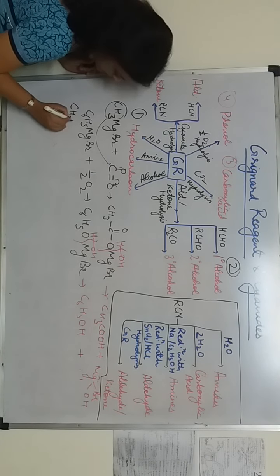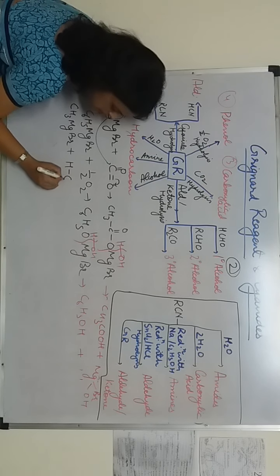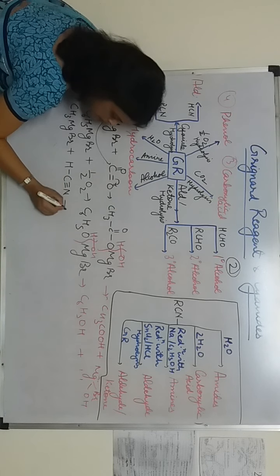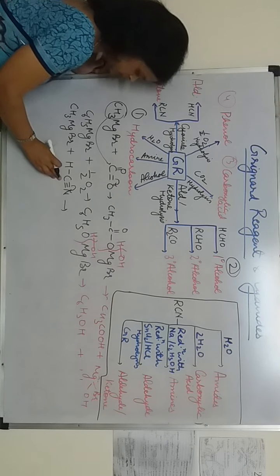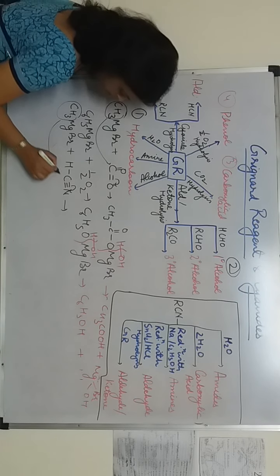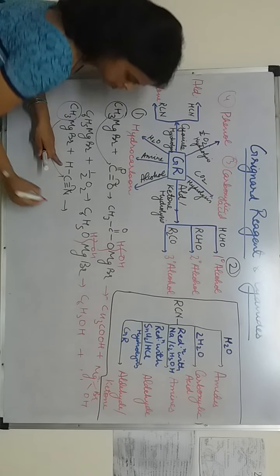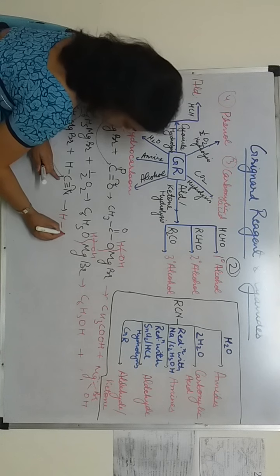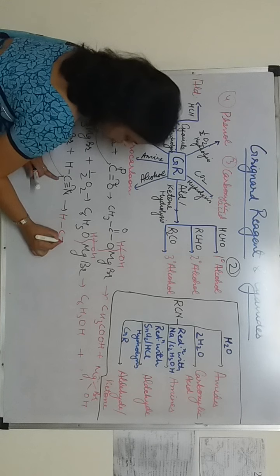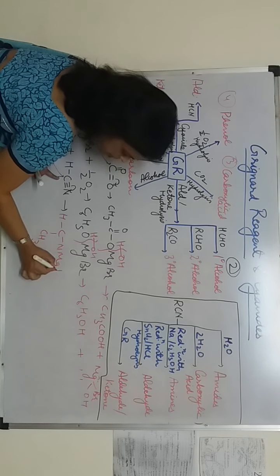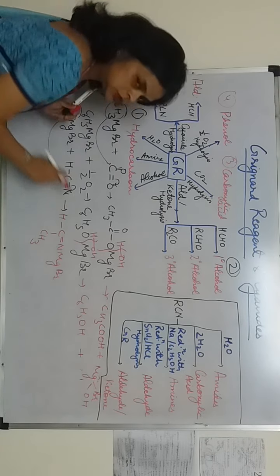CH3MgBr, when it combines with HCN, this bond shifts over here. Again it will develop partial positive charge and this alkyl group will come to this carbon. Let's draw the structure over here. We will start from H, C, and to this C we will add this CH3, then NMgBr. The triple bond will convert into double bond.